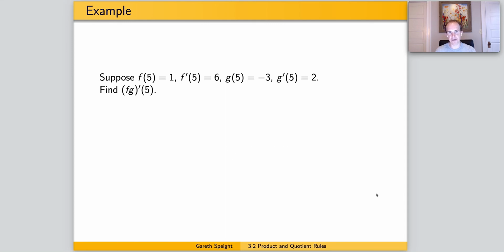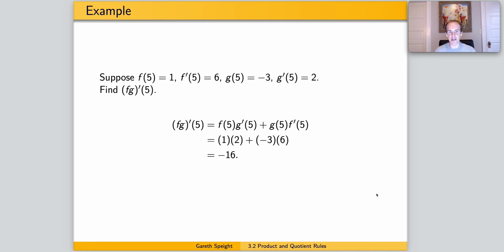Let's find fg prime of 5. Okay, all we have to do is use the product rule, right? So the product rule says we fix the first, differentiate the second. We fix the second, differentiate the first. We evaluate everything at 5. Okay, we know all these numbers, so we can substitute them in. So we get 2 minus 18, we get minus 16. So this is another possible example.